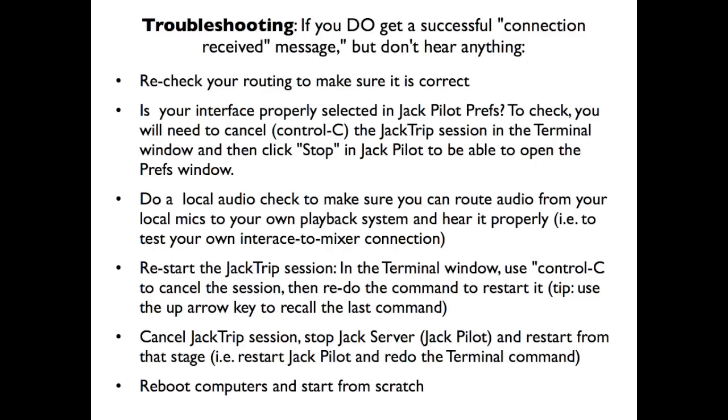It's also good to do a local audio check to make sure that you can route audio using JackPilot to your own playback system, and to check that you're getting audio from your mics to your mixer in your own space, because if that's not working, then it probably won't work for your remote partner coming in through the interface either. And then at that stage, if you've done all this and you can't find any problem there, we usually just try to restart the Jacktrip session and then maybe restart the whole Jack server session, and then if nothing else, reboot the computers. There's all kinds of other ways you can test for things, but this is a really basic list.